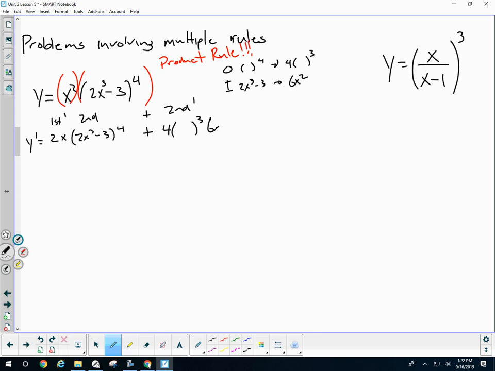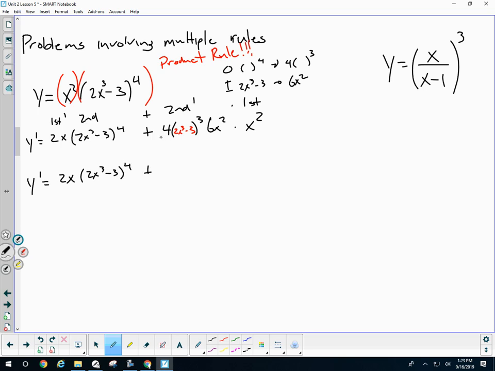Now, another place where students mess up with these problems involving multiple rules is they forget to multiply by the first. Don't forget the product rule. Derivative of the first times the second plus the derivative of the second times the first. So don't forget the times the first. Now, this is something that I can simplify pretty easily on the right side.